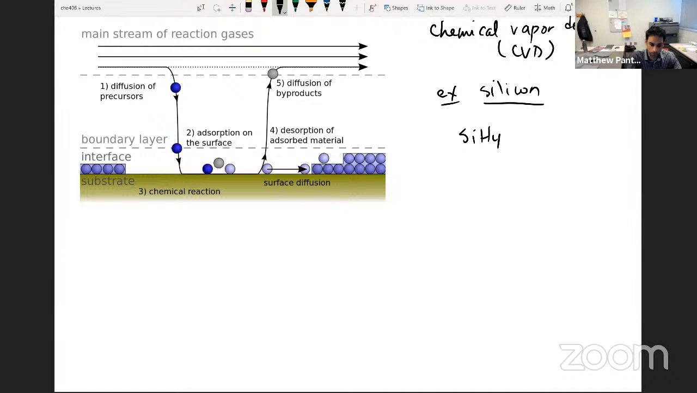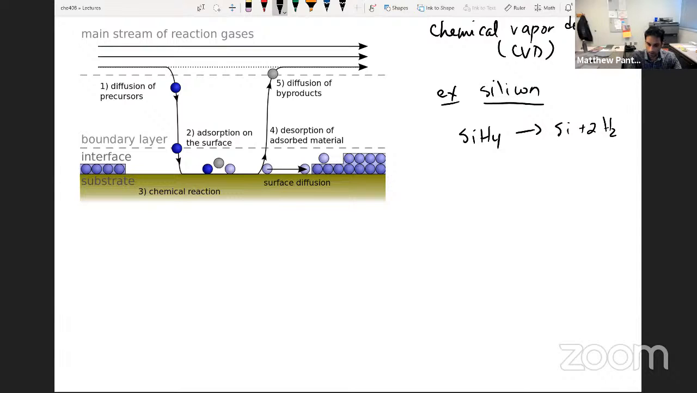Usually you'll have some stream of gases flowing in, and you will have a surface there, and you will have some diffusion of materials to the surface. On the surface, a chemical reaction occurs. The chemical reaction here will be that you go to silicon atoms plus hydrogen. You'd have adsorption of the silicon to the surface and desorption of that hydrogen byproduct in this case, right?